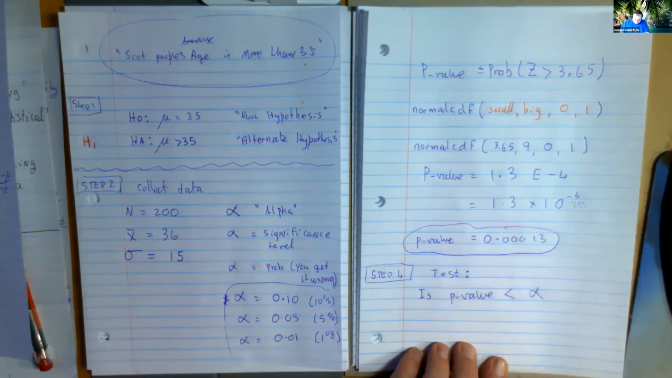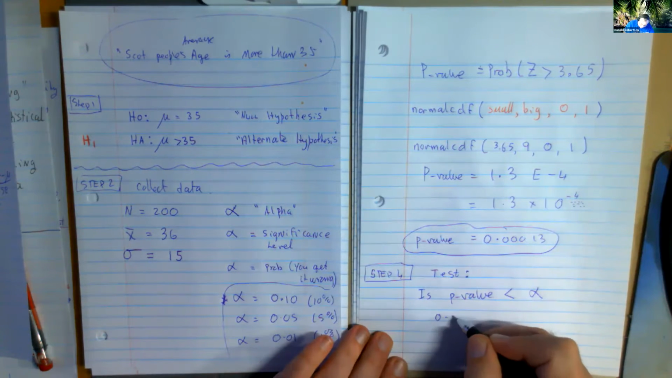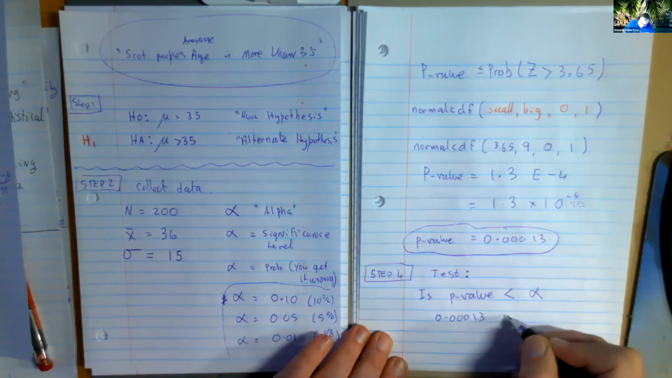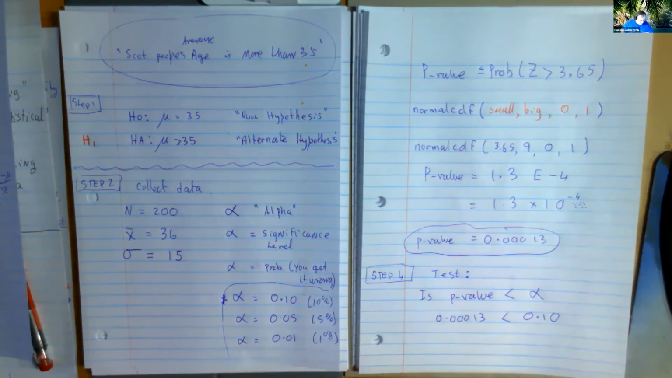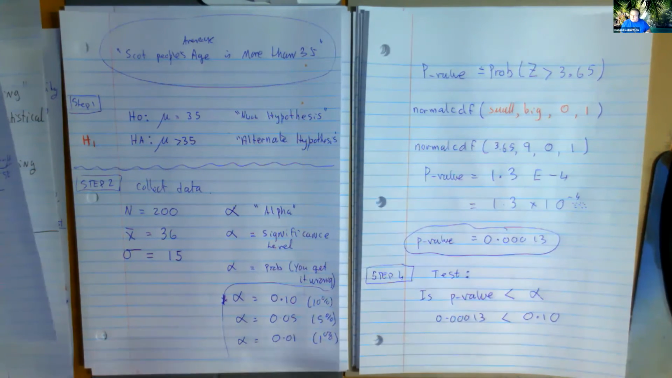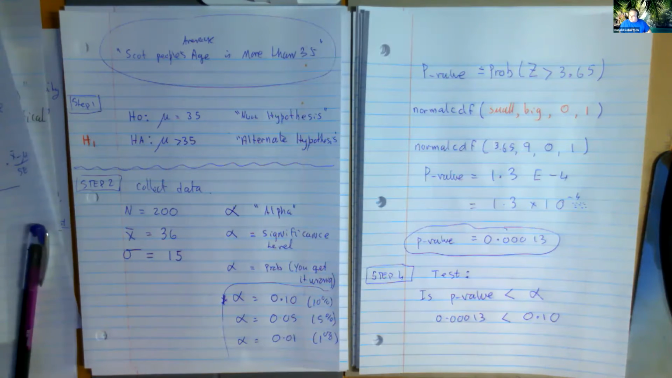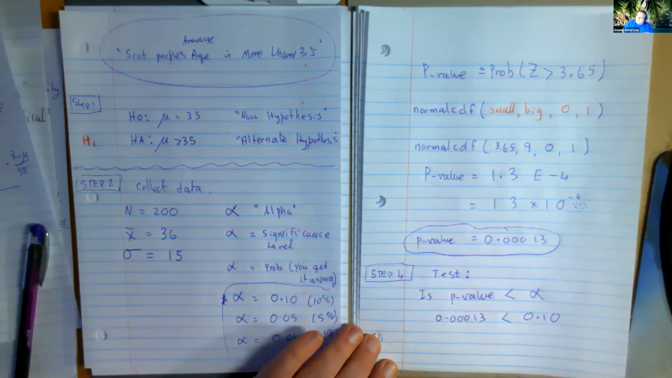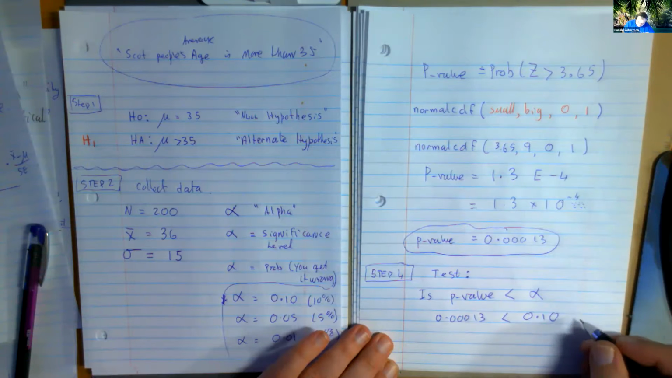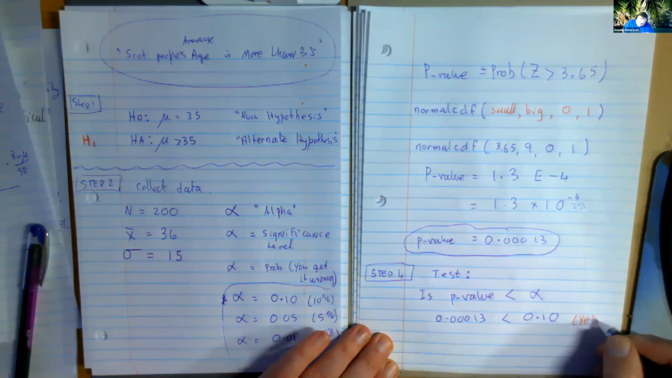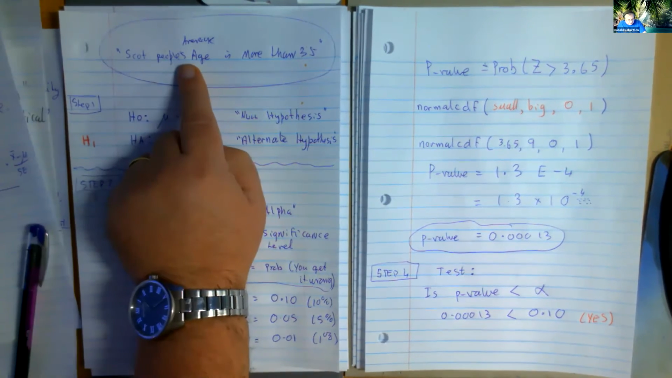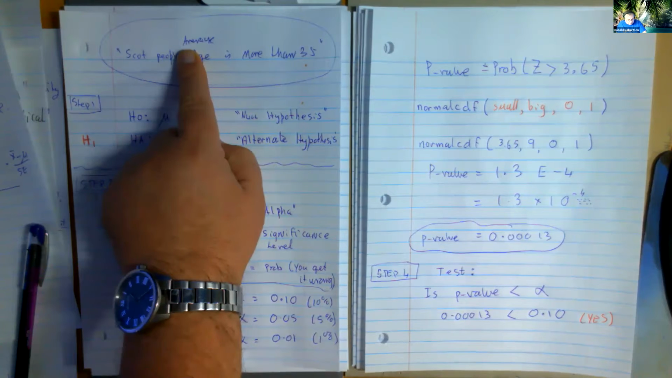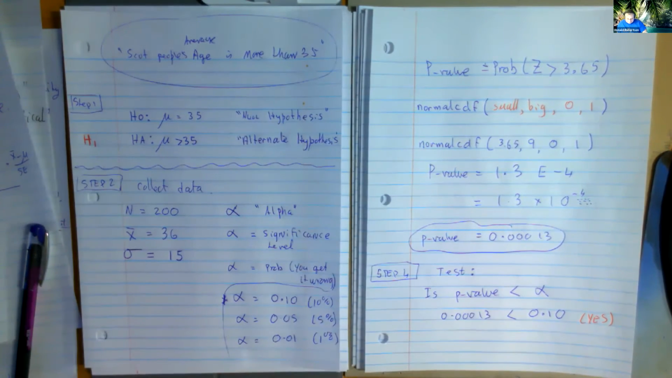So, is the p-value less than alpha? Is this fella less than that guy? And do you know the answer is going to be yes or no? Right, it is less or it's not. Would you agree in this case it is less? Yeah. And that's good news, because what does that mean? I have now shown or proved that Scots people's average is more than 35.